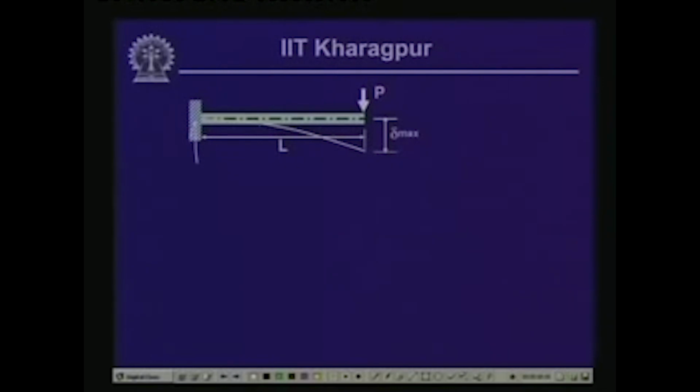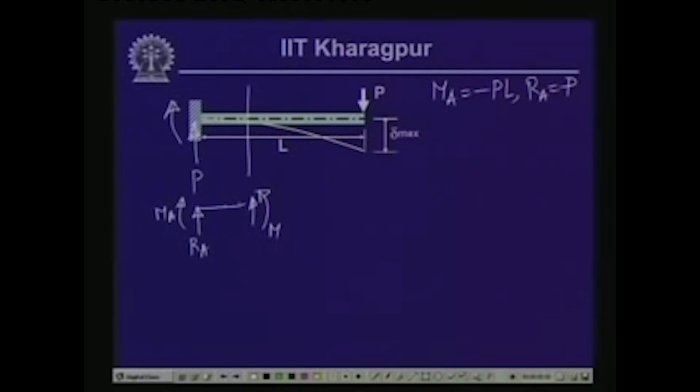Now, so we have here RA equals P, the moment MA equals minus P into L. Hence, if we take a cut over here and draw the free body diagram, then we have the reactive force RA, the moment MA, and here we have the shear force and the moment M. So, if we take the moment of all the forces here, we have M plus MA minus RA into X equals 0, and hence M equals RA into X, which is P into X, plus MA, which is minus PL.